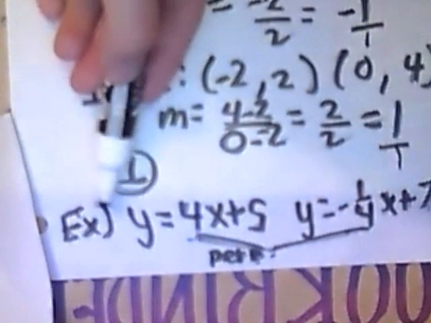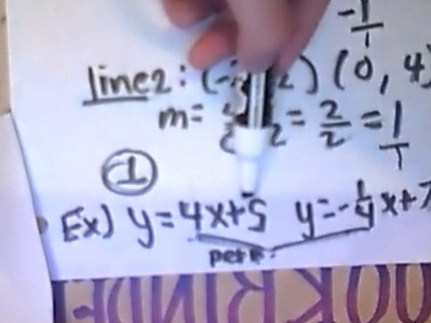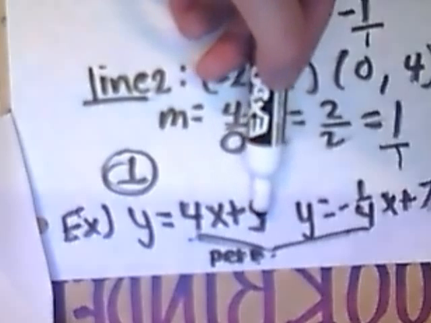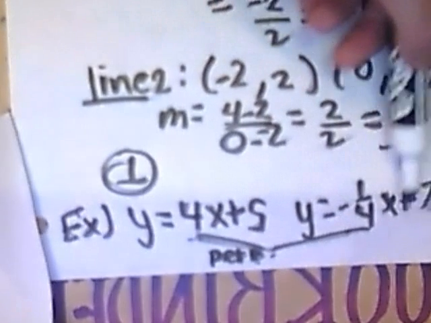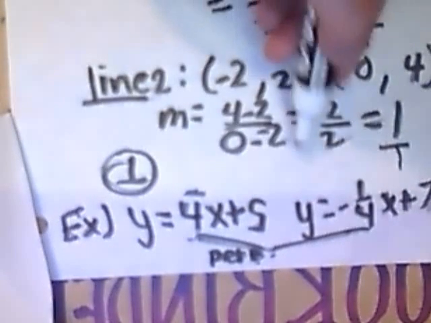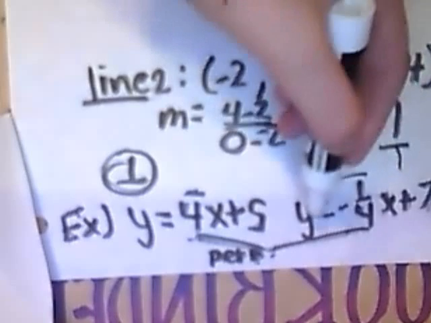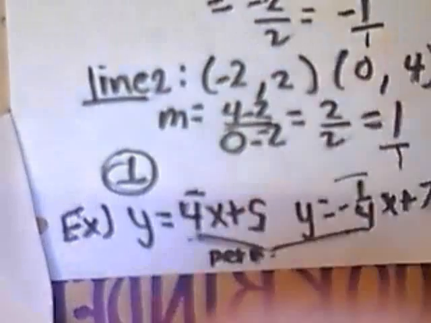Alright, now let's look at the second example. Let's say y equals 4x plus 5 is my first equation of a line. My second line has the equation y equals negative 1/4 x plus 7. Alright, the slope of my first line is 4, the slope of my second line is negative 1/4, so these are in fact opposite reciprocal. So yes, these two lines are perpendicular to each other.